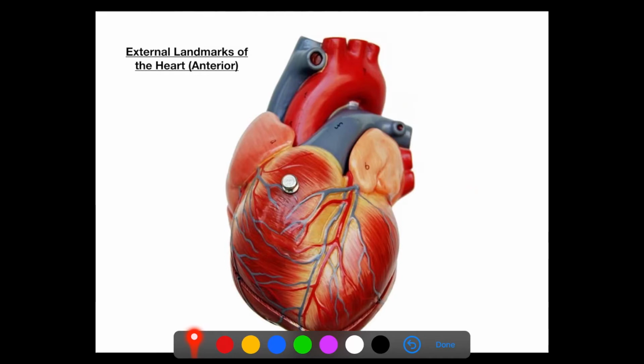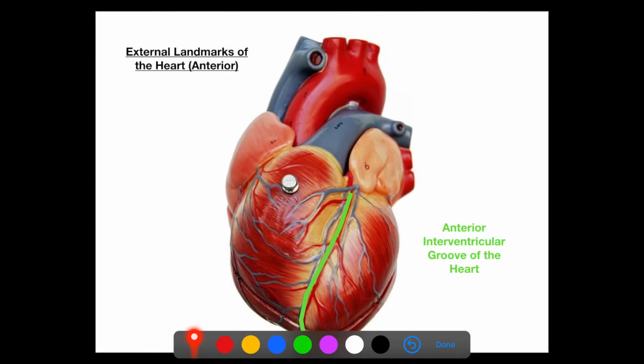Now we can go ahead and move on to this next groove. And this groove right here is called the anterior interventricular groove of the heart. And like the name suggests, this groove is between the two ventricles, the one on the right and the one on the left. And since there's an anterior interventricular groove of the heart, we can assume that there's going to be a posterior interventricular groove of the heart. And we'll get to that when we go on the posterior aspect of the heart.